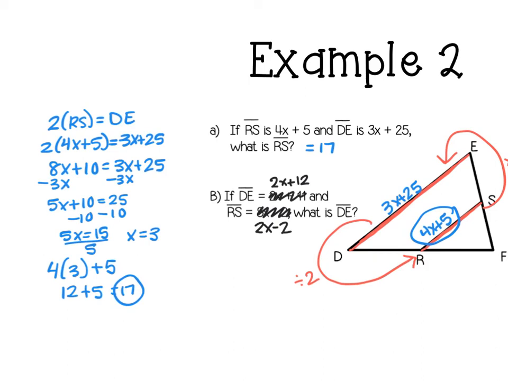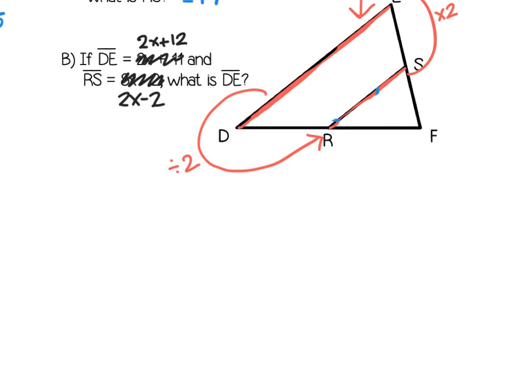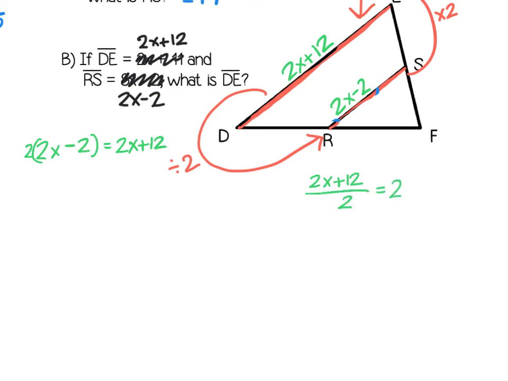Now I want you to try part B on your own, and then we'll go over it together. Part B says that DE is 2x plus 12 and RS is 2x minus 2. Again, I know that 2 of RS has to equal DE. So I can set this up two different ways. I can say 2x minus 2 times 2 equals 2x plus 12. Or I could have set it up as 2x plus 12 divided by 2 equals 2x minus 2. To me, the one with the distributive property is easier, but it's totally personal preference.